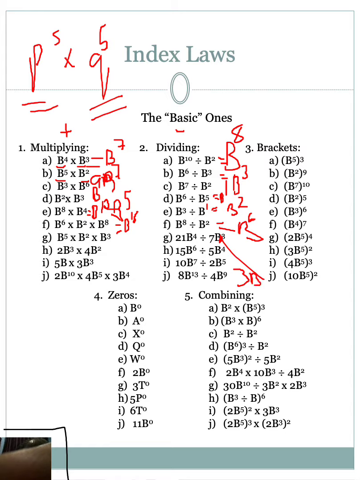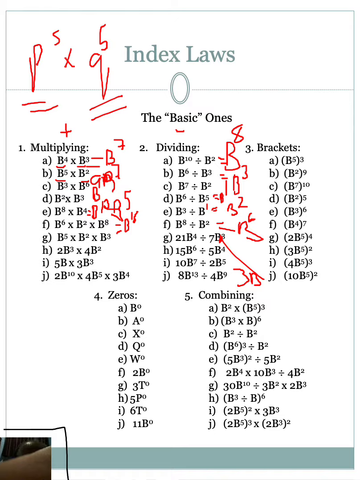3b. So deal with the numbers separately and then deal with letters separately. Right guys, so when I'm timesing the same base, I add the powers. When I divide the same base, I subtract the powers. Okay, we will come on to part 3 now.